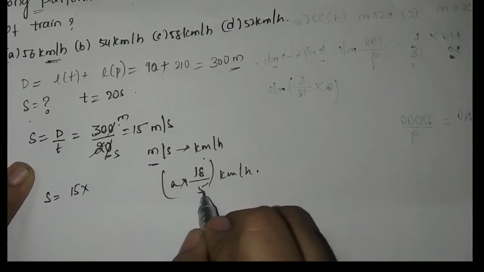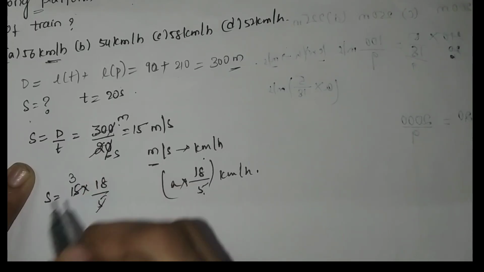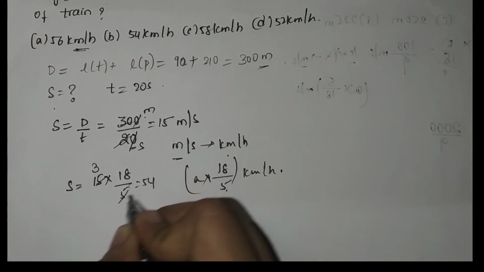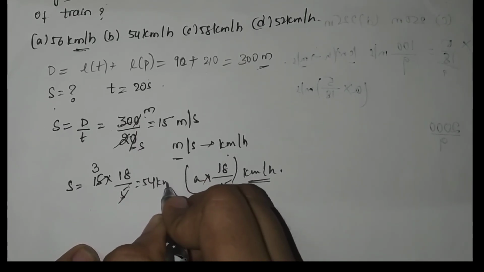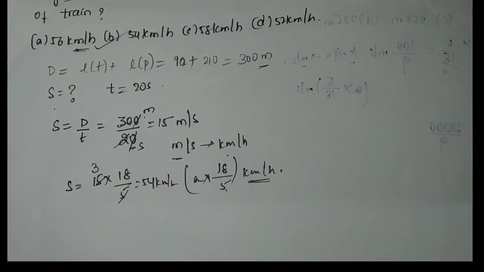What is the given number here? 15. We need to multiply it with 18 by 5. In the 5 table it is 3 times. And 18 threes is 54. As we converted it into kilometer per hour, we can write 54 kilometer per hour. So the option is B. B is the correct answer here.